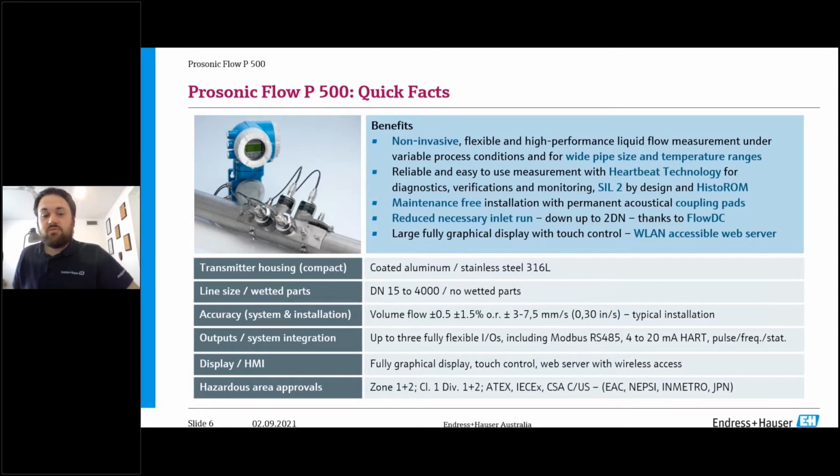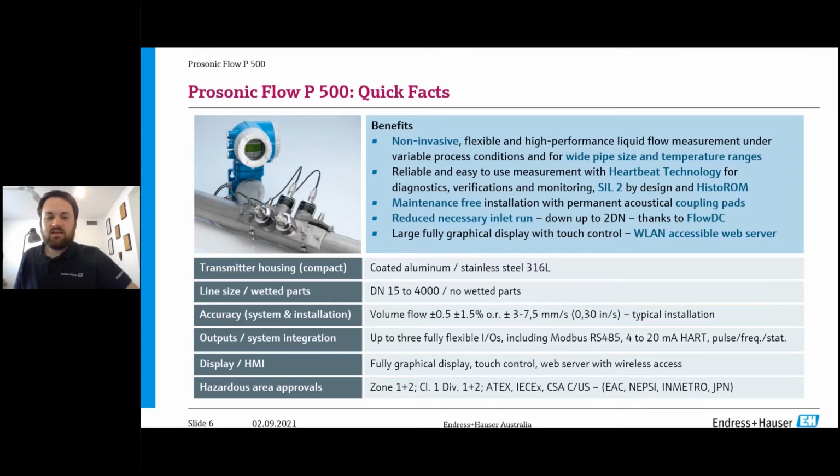And we've also released it with a new frequency, 0.3 megahertz, which means we've extended the range of different frequencies available for this device, which means that we can now measure successfully on GRP or plastic pipes and pipes with very large diameters or high dampening media. It comes with our FlowDC capability, which is measurement performance within specified accuracy, all the way down to 2 DNs of inlet and outlet runs.